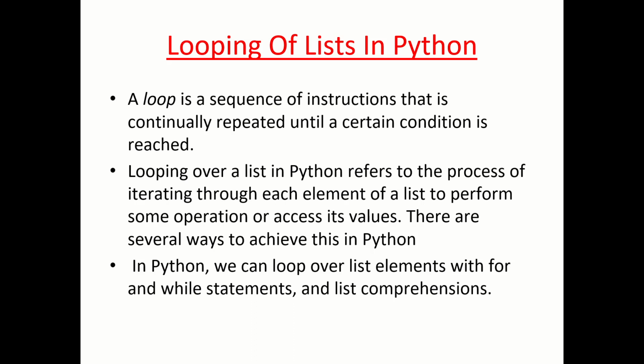Let's see looping of lists in Python. A loop is a sequence of instructions that is continuously repeated until a certain condition is reached. Looping over a list in Python refers to the process of iterating through each element of a list to perform some operation or access its values. There are several ways to achieve this in Python. In Python, we can loop over list elements with for and while statements and also list comprehensions.